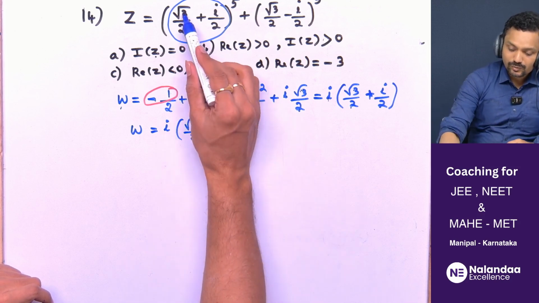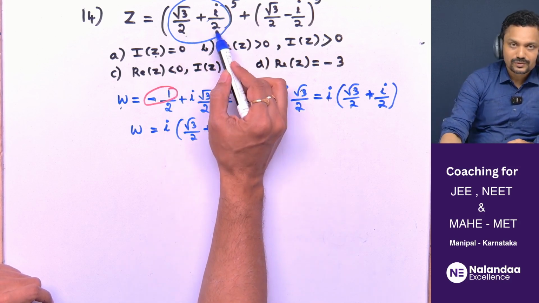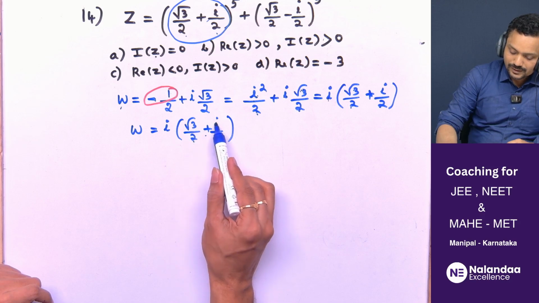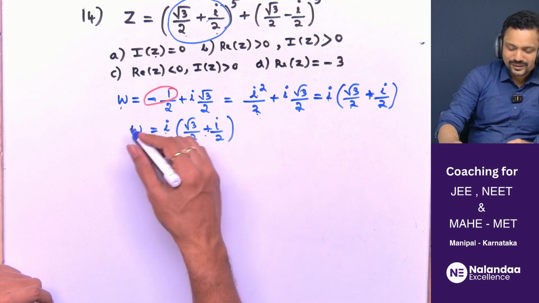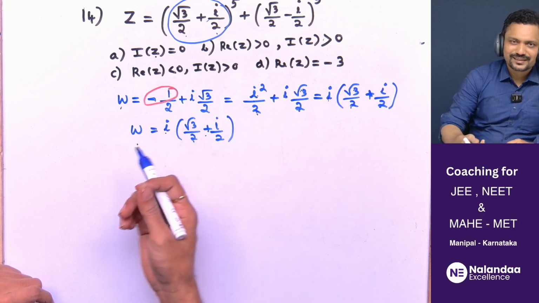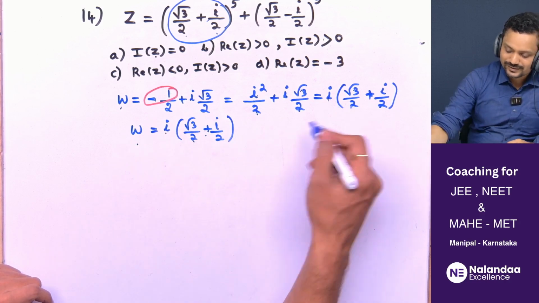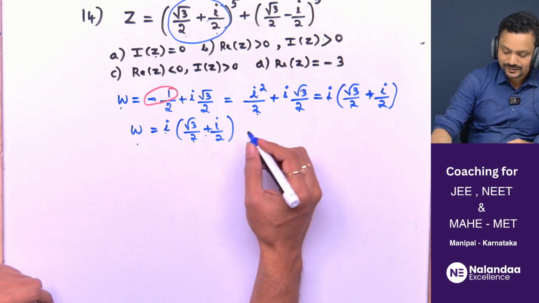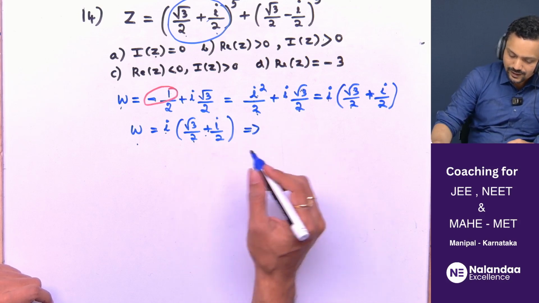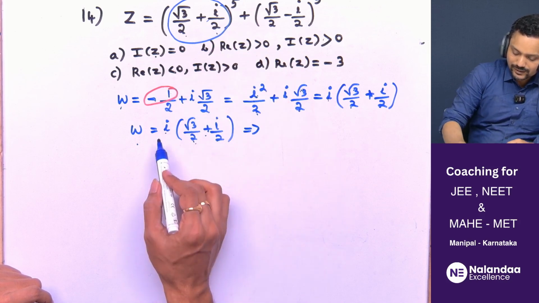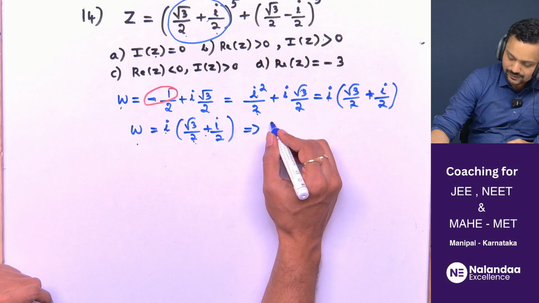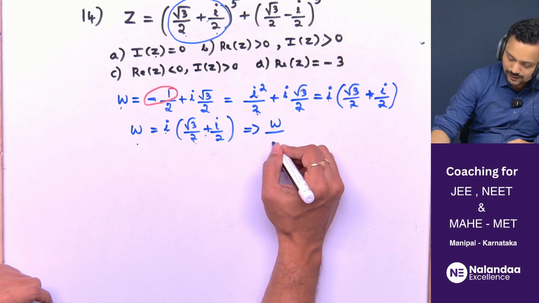But I want root 3 by 2 plus i by 2. So from here I can say root 3 by 2 plus i by 2 is omega by i. And I am just making it long. This just needs around 5 seconds to do this simplification actually. By practice it will come. So see this, root 3 by 2 plus i by 2 is nothing but omega by i.